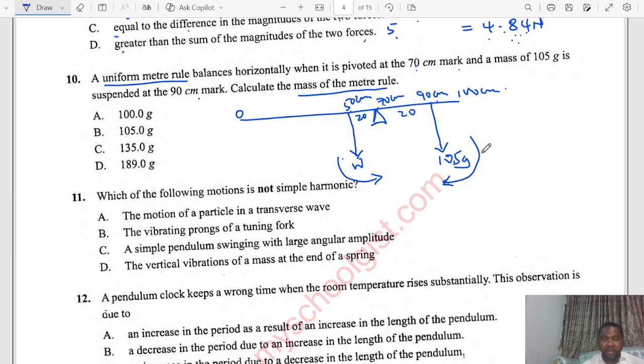Okay, nothing much. So clockwise moment is 105 times 20, equal to the anticlockwise moment, W times 20. Since this is 20 and this is 20, the weight is definitely equal to 105. That's amazing. 105 grams. If you notice, I didn't do any conversion because the units are consistent, so no need to convert.